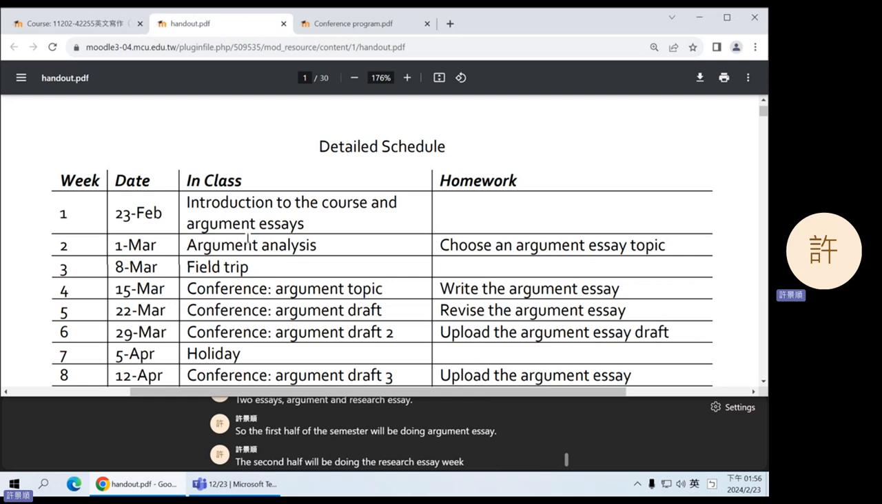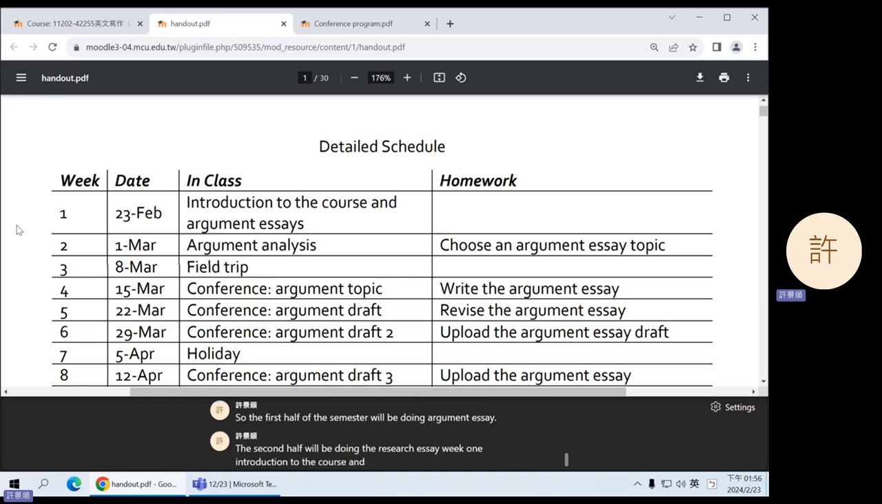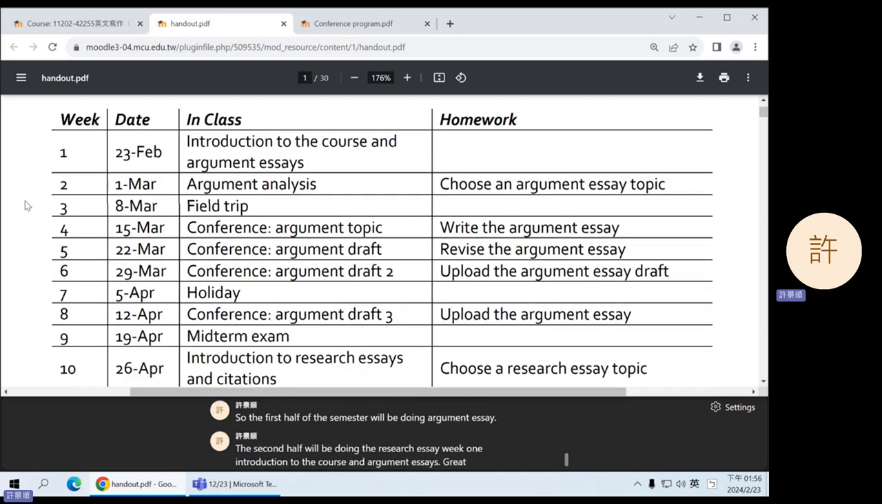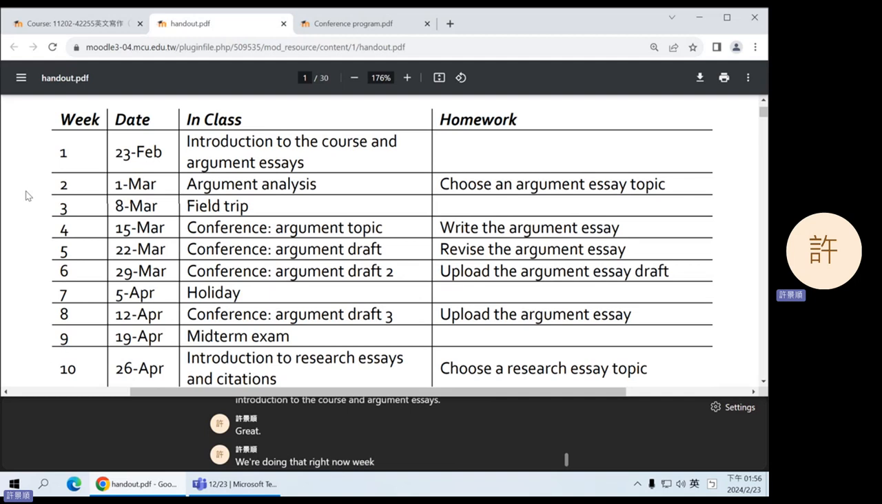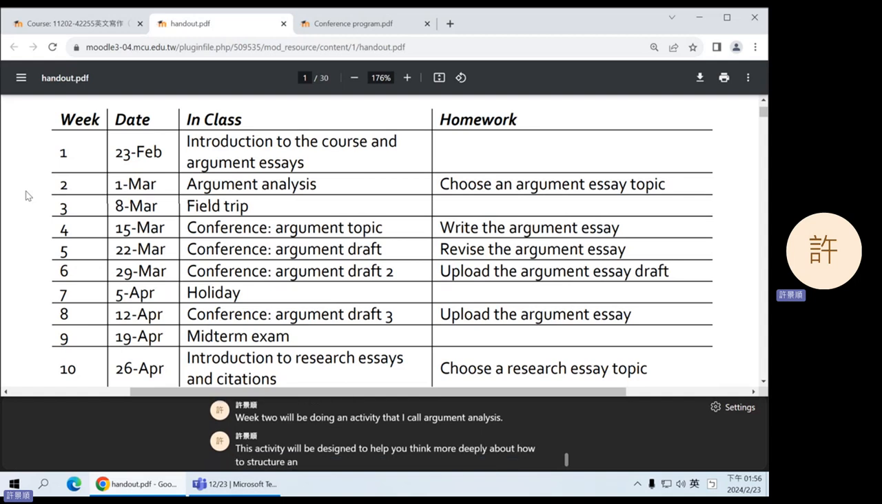Week one, introduction to the course and argument essays. Great, we're doing that right now. Week two, we'll be doing an activity that I call argument analysis. This activity will be designed to help you think more deeply about how to structure an argument essay. And the homework for week two is to go home and choose a topic to write your argument essay about. You get to choose your own topic.